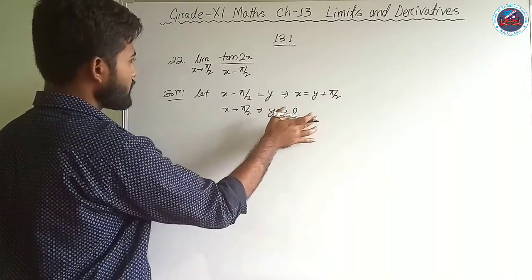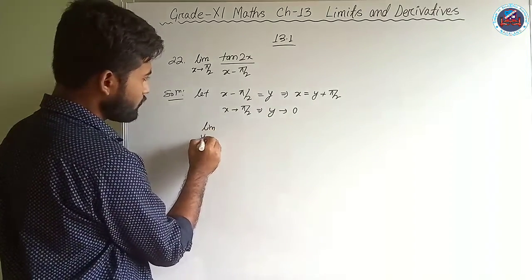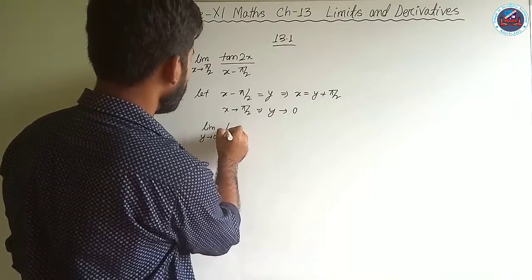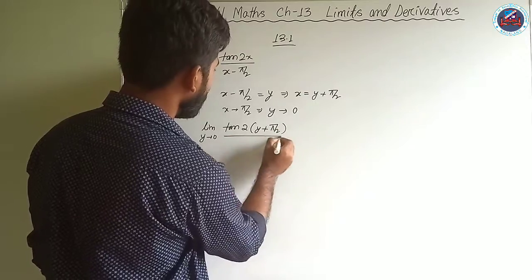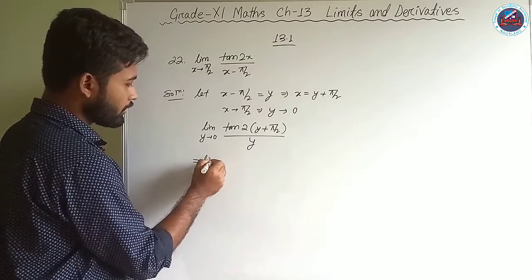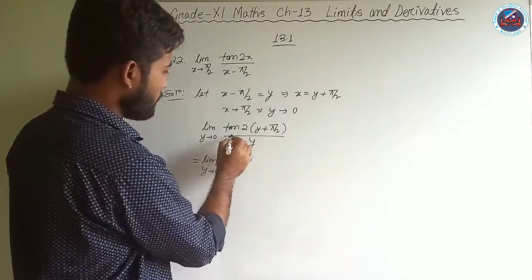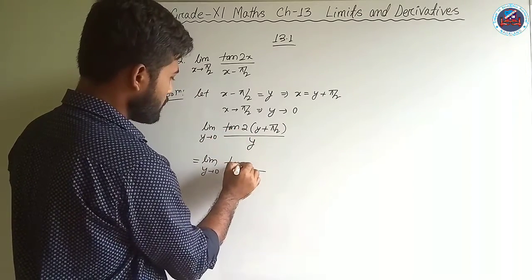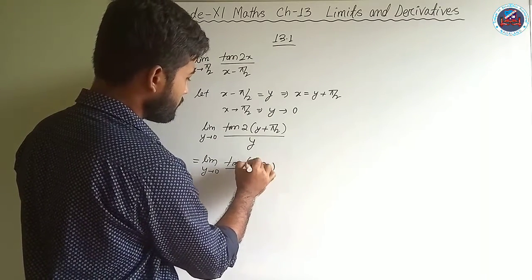So now since it has been reduced, we need to reduce our limit also. So this will change to limit y tends to 0, and in place of tan of twice x, we shall have tan 2 into y plus pi by 2, and divided by, in place of x minus pi by 2, we shall have y, and that will be equal to what? Limit y tends to 0, and here we shall have tan of, 2 into pi by 2 will be pi, plus twice y.